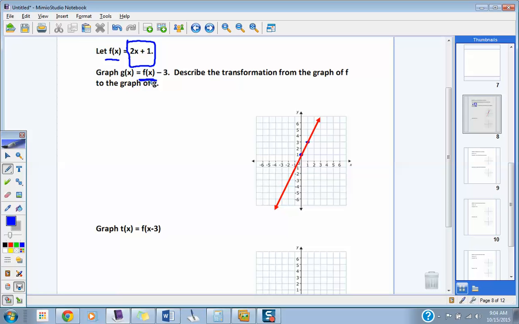Here's what I would suggest we do. First of all, what they want you to graph, g of x equal to f of x minus 3. Kids, right here.